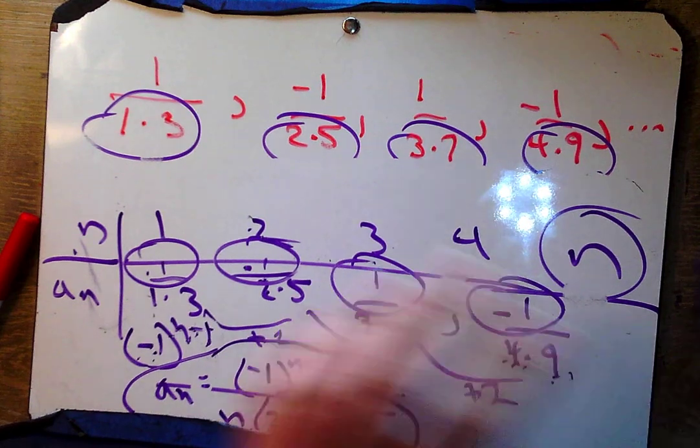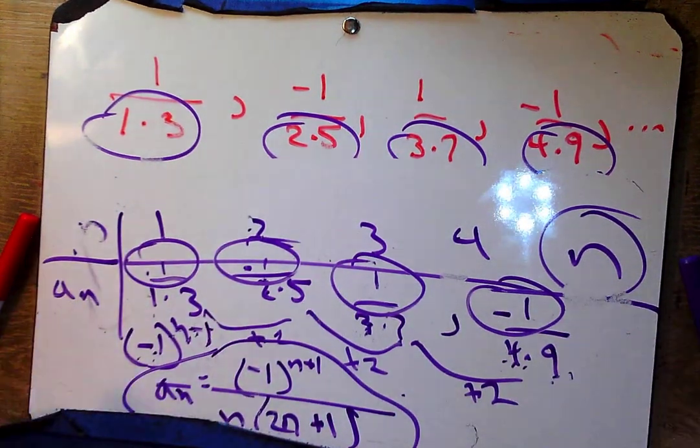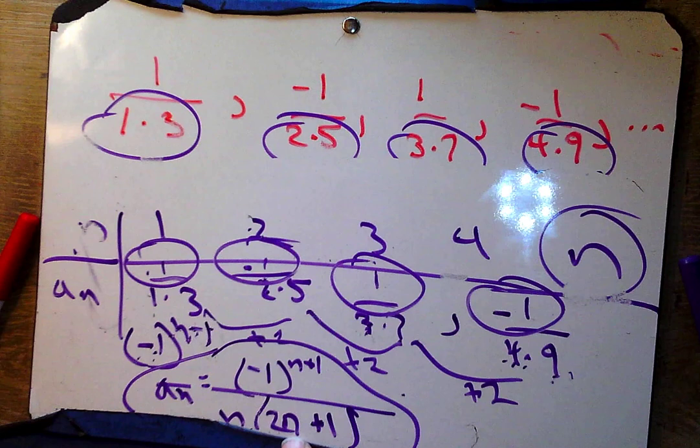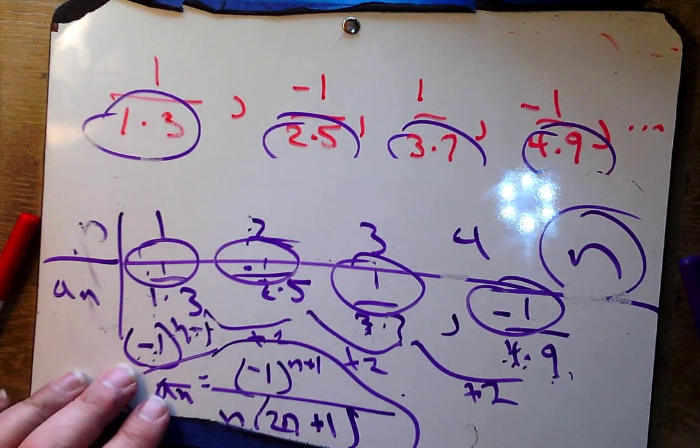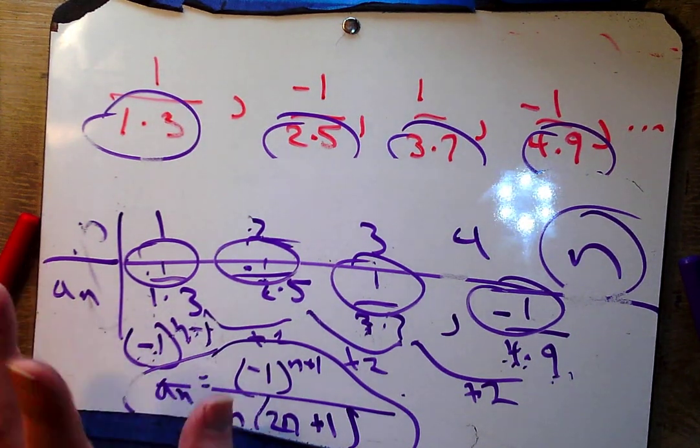Now, the nice thing about building these rules is someone could say, hey, can you tell me the value of the 17th term? Sure, I just plug a 17 in there, a 17 there, and a 17 there, and I know what a sub 17 is. Okay, that's very powerful.